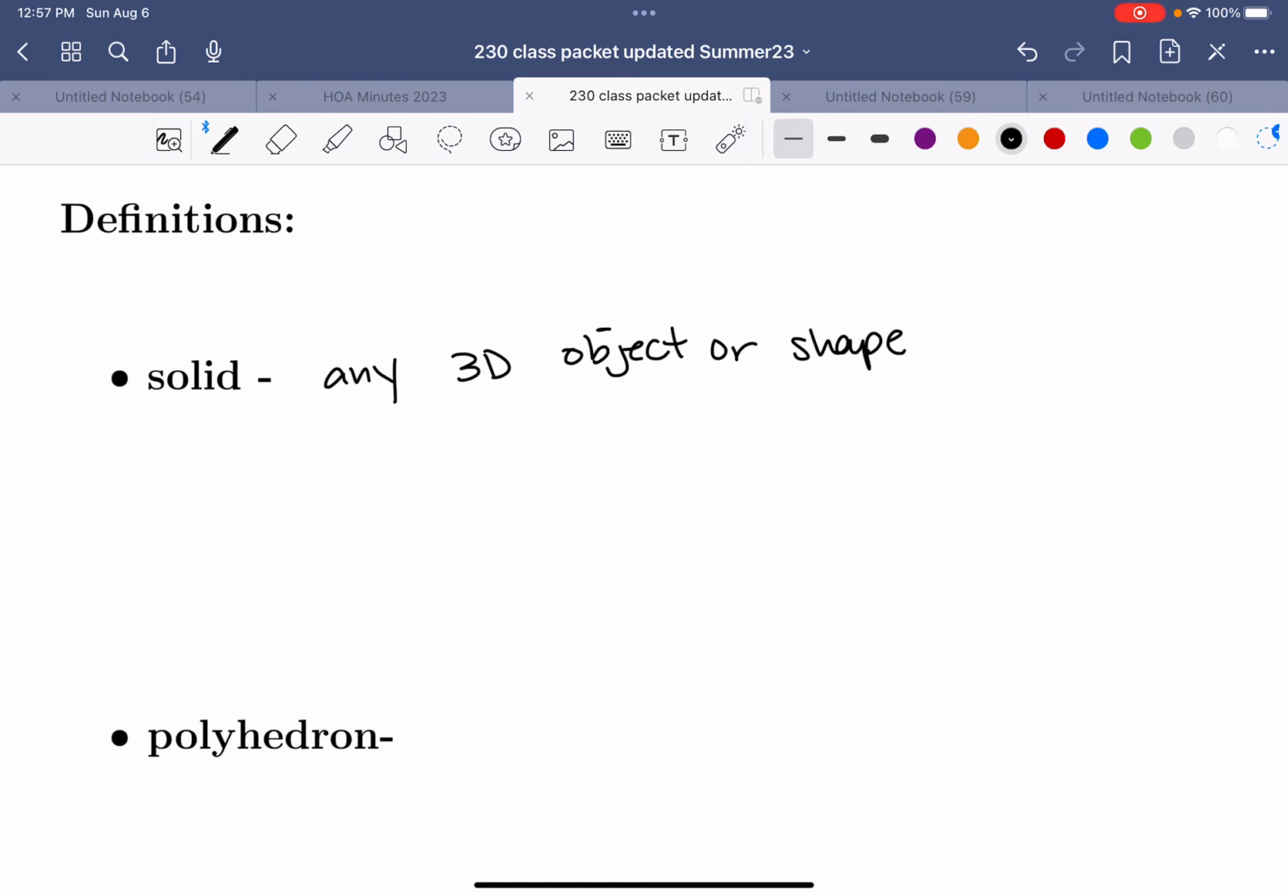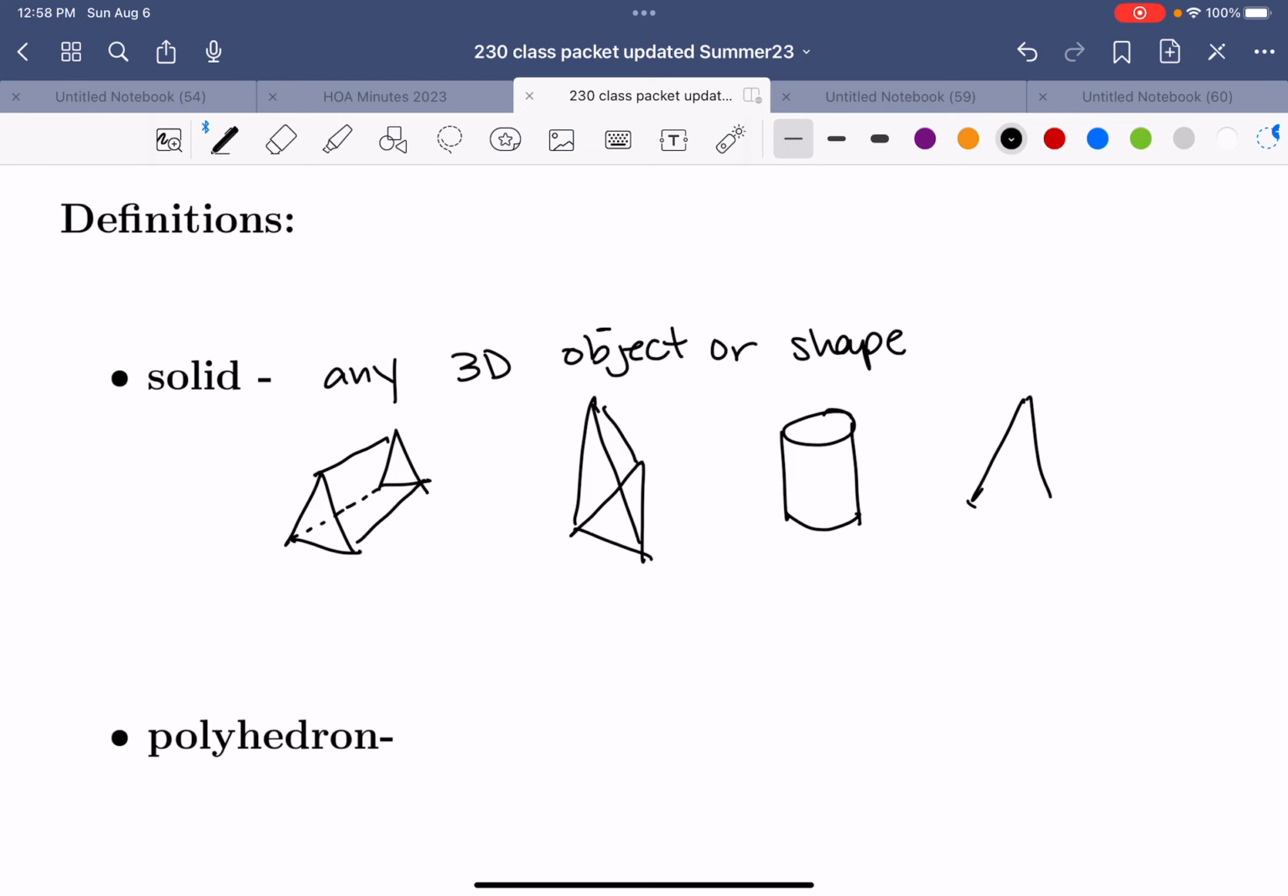So this could be a triangular prism. Could be a pyramid. Excuse my drawing of three-dimensional objects. It could be a cylinder. Could be a cone. Could be a sphere. Could be something else that's kind of wonky, like an hourglass kind of shape, right? Anything that's three-dimensional is considered a solid, okay?